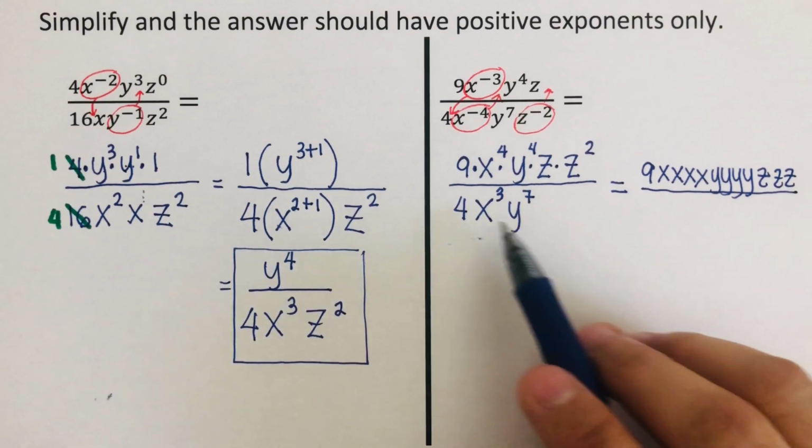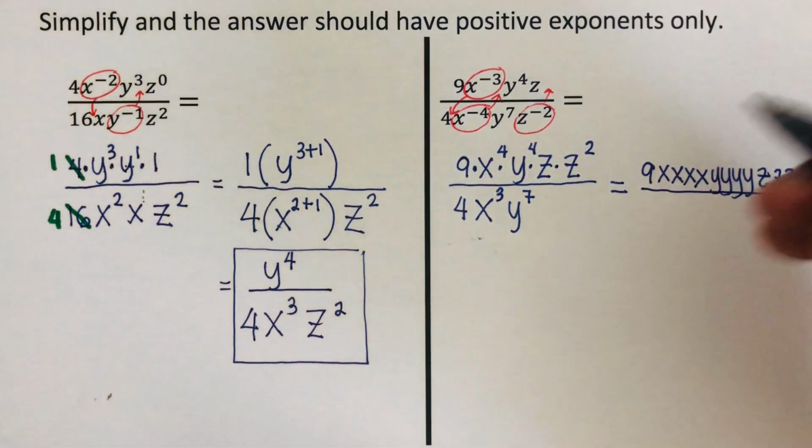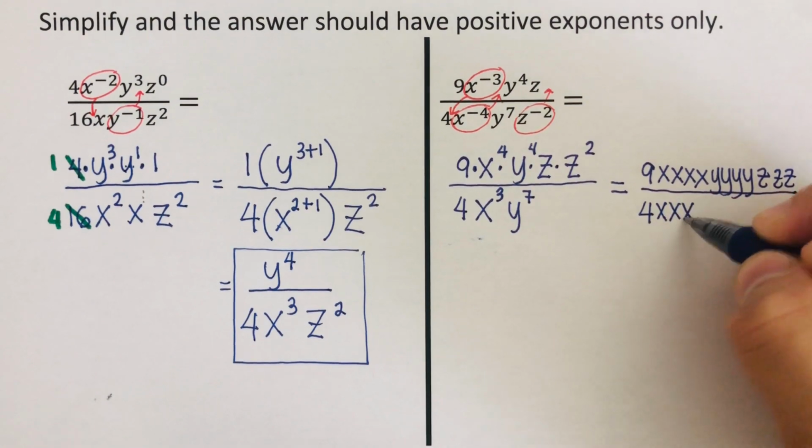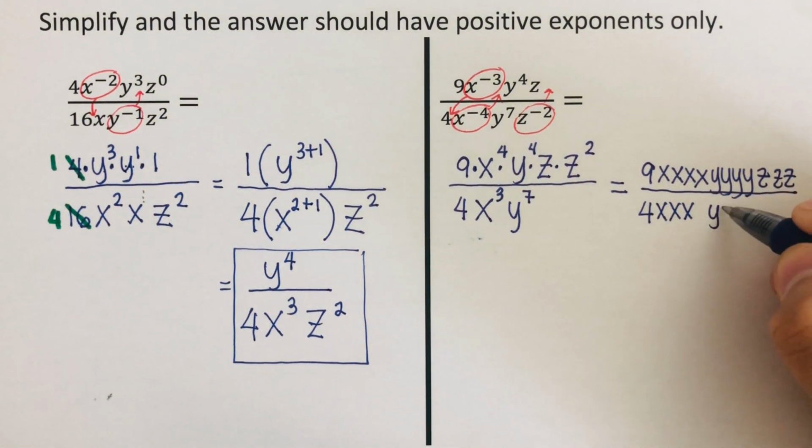And then from here, we are going to rewrite the ones at the bottom. So that would be 4. And then there are 3 x's. And then there's 7 y. So that would be 1, 2, 3, 4, 5, 6, and 7.